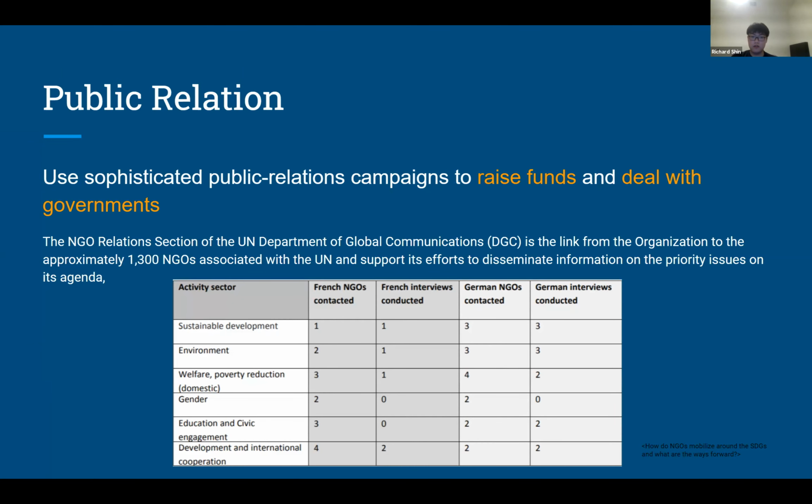Lastly, for the public relations of NGOs, they use sophisticated public relations campaigns to raise funds and deal with government. So according to IDCCI, such NGOs from two countries. Sorry, the scale I prepared is too limited, but from this data, I want to infer how NGOs are cooperating with government and with international institutions for the SDGs from this chart.